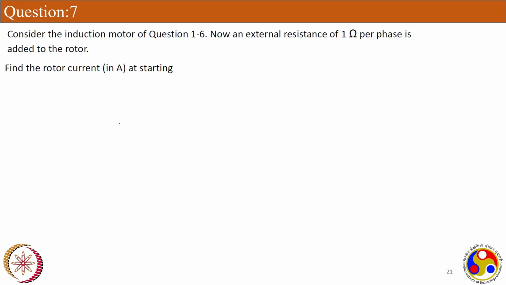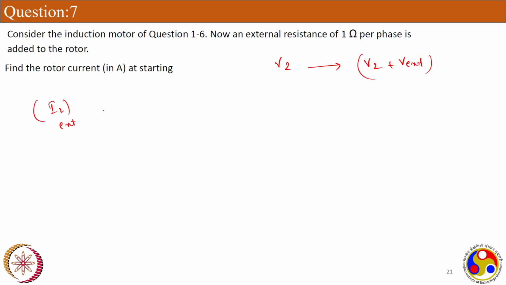Now these last questions will be interesting because they are asking about the same induction motor. Now they are adding an external resistance of 1 ohm per phase to the rotor. Now we will see interesting results also. R2 is now R2 plus R external, so they are adding 1 ohm to the existing R2. Everything remains the same. We just have to see how the rotor current is changing.